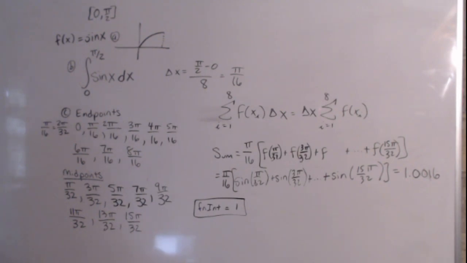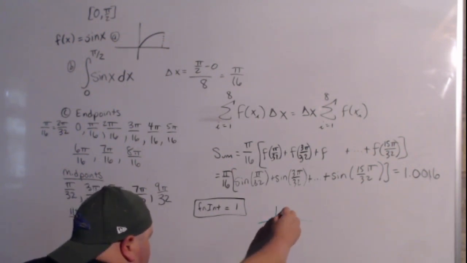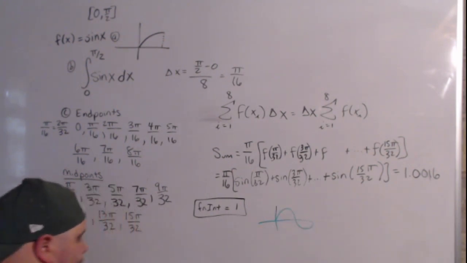Now here's an even better question. Again, not knowing anything about integration, what do you think the answer would be if I integrated from 0 to 2 pi? And don't plug it into the fnint function. I want you to think about it. So recall that the sine would look like that.